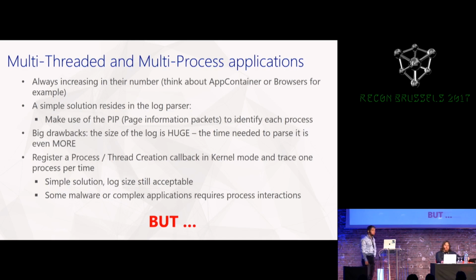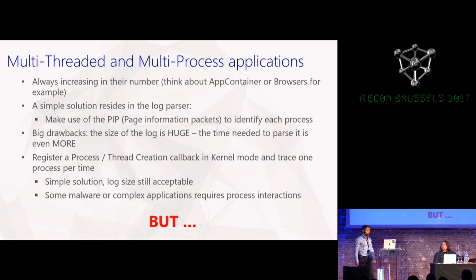Okay, if you try to launch Calc, the standard calculator in Windows 10, you will find that it's not a standard process. It's a new app container process that spawns another process. This is an example of the increasing complexity of even standard processes that spawn other processes or are multi-threaded. And here it could be a problem for our tracing purposes.